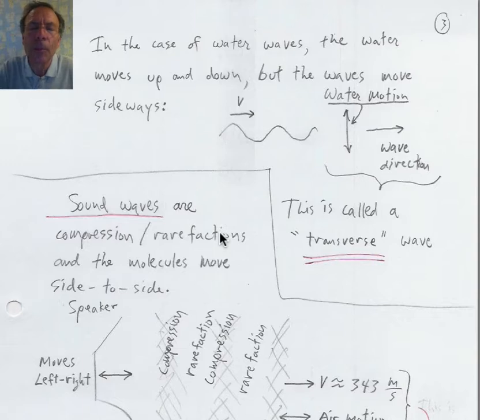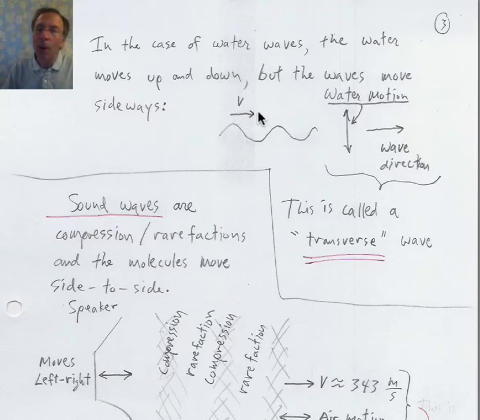Now, we're talking about mechanical waves here, and mechanical waves come in two types. The first type, one that we've just talked about with the water waves, is called a transverse wave. So in a transverse wave, the stuff that is moving, the water in the previous example, is going up and down, but the waves are moving to the right.